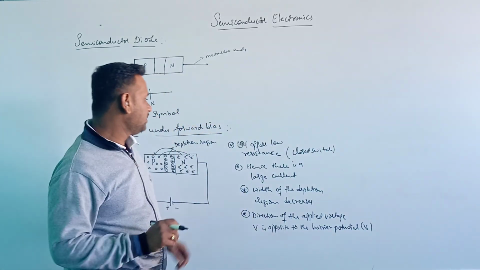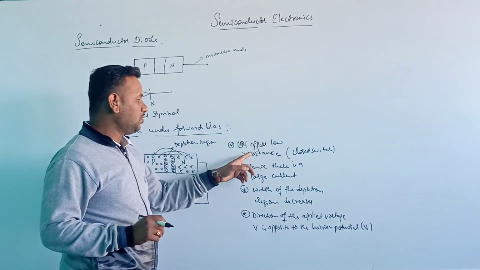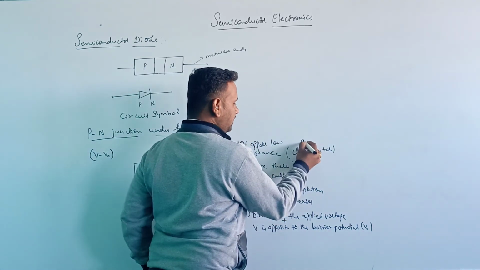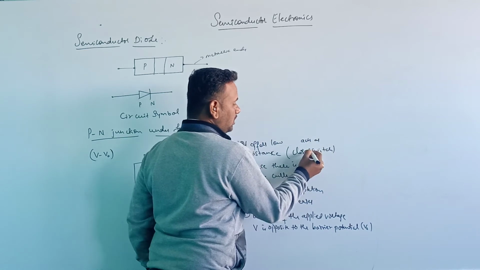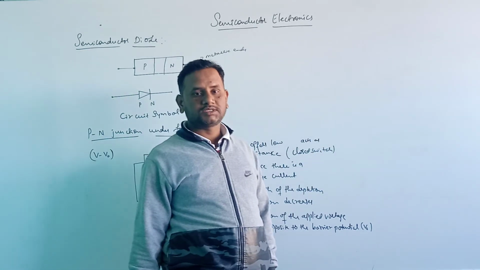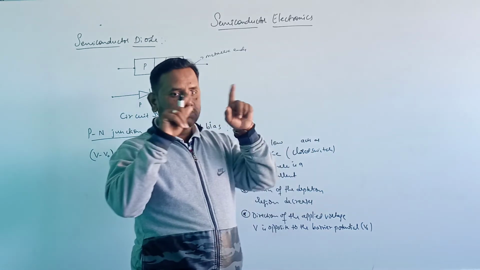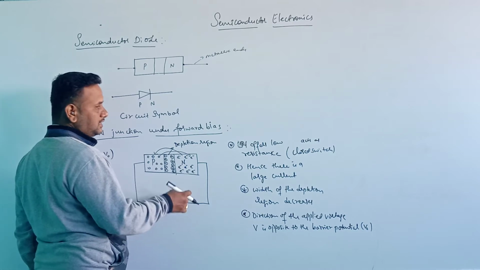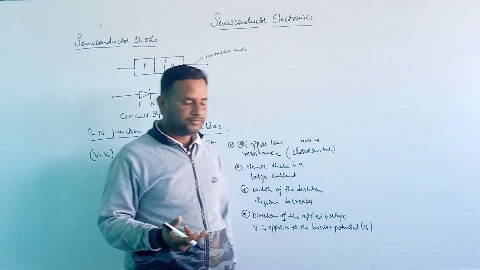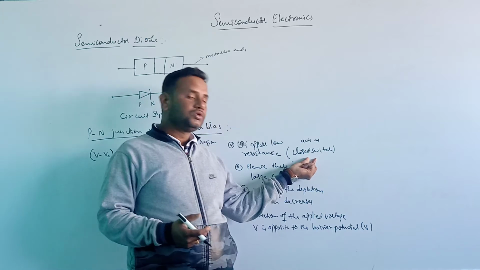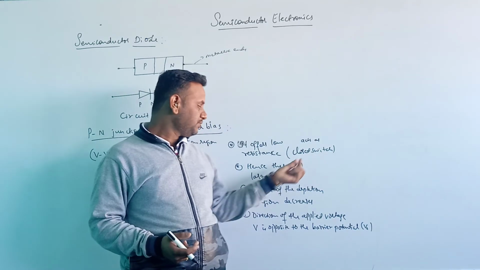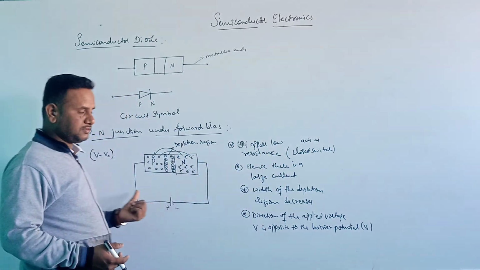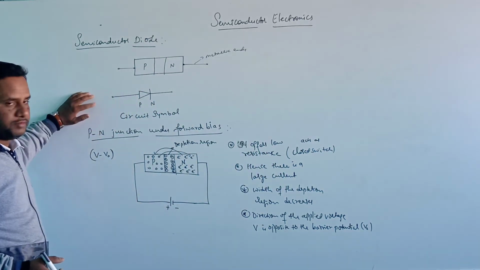And here, as I said, it offers a low resistance, hence it acts as a closed switch. जैसे कि closed सर्किट होता है ना, जैसे कि एक क्लोज सर्किट जहाँ पे चार्ज के मूवमेंट होता है, उसमें करंट फ्लो हो रहा है. So hence it acts as a closed switch. Hence there is a large current during the forward bias. So this is all about the forward bias here.